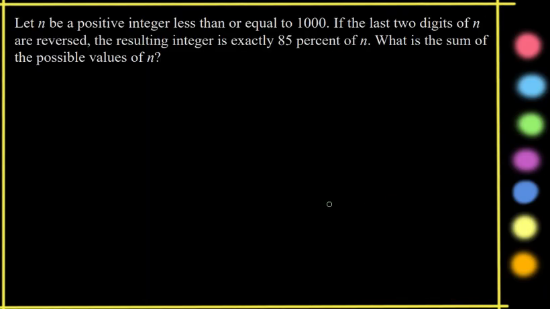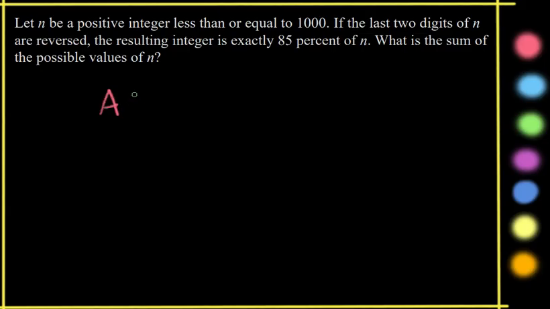Let's move on to problem 22. This says let n be a positive integer less than or equal to 1,000. If the last 2 digits of n are reversed, the resulting integer is exactly 85% of n. What is the sum of the possible values of n? Since it's less than 1,000, it can have no more than 3 digits. So we can write it as the first digit.